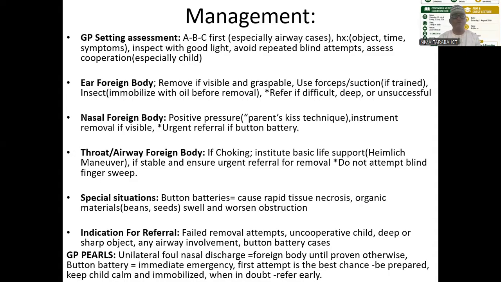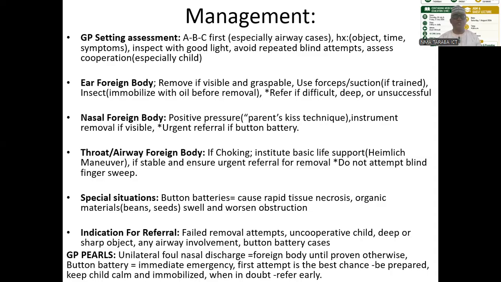Because when you allow them to go, people in the chemist can try and push it down. And as I've mentioned, any of the three can happen. One of them can actually take the life of this patient. Then for throat and airway foreign body, if choking, institute basic life support like the Heimlich maneuver: you grab the patient from behind and exert pressure that will transmit into the chest, and the patient may actually cough it out if the patient is stable. And you ensure urgent referral for removal, and do not attempt a blind finger sweep as our mothers and old people used to do, because that may actually compound the problem.